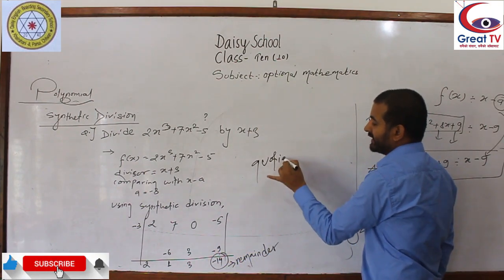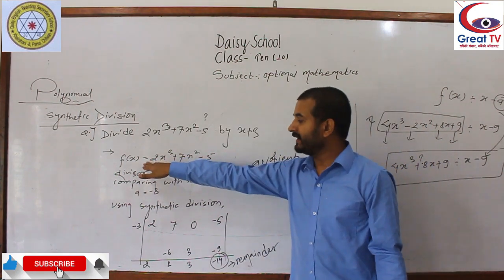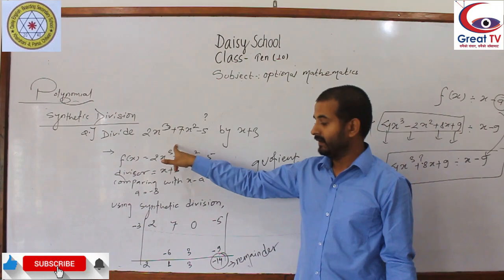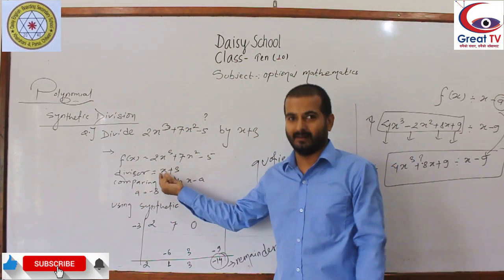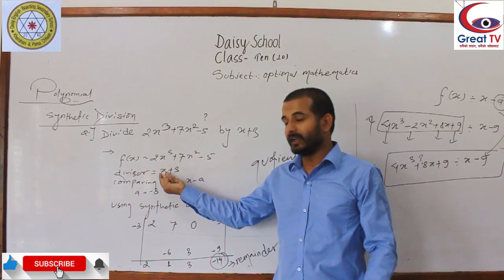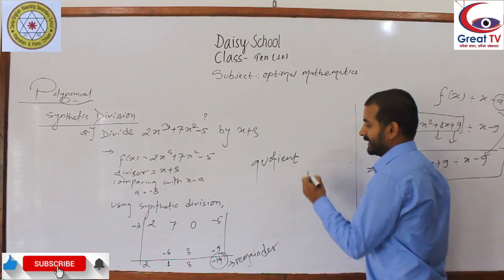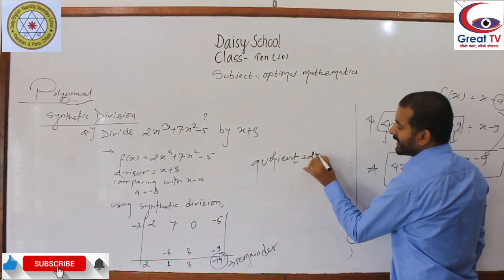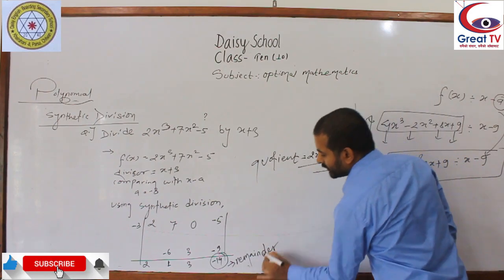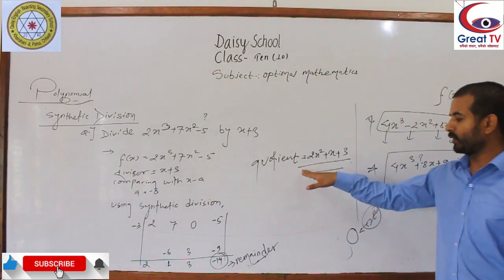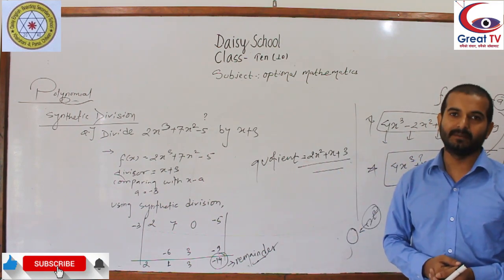Quotient, Q-U-O-T-I-E-N-T. When the main dividend starts with x cubed, the quotient will start one power down because it is divided by a binomial with x power 1. So the quotient will be one power down, that is 2x squared plus x minus 3. I hope you understood how to find the quotient and remainder very easily with the help of the synthetic division method.